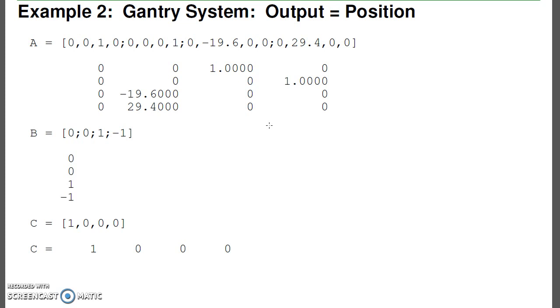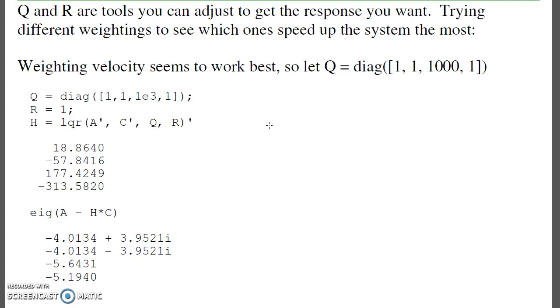A second example is, let's look at the Gantry system, where the output is position. If I want to design an observer, I pick Q, pick R to find the feedback gains, or the observer gains H. Again, Q is kind of arbitrary. Play with the gains until the system is as fast as you want. Here, after a little bit of trial and error, I wound up with these gains. 1,000 on the third state, that's velocity. What that does is that places the closed loop poles of the observer around -4 and -5, giving about a 1 second settling time for the observer.